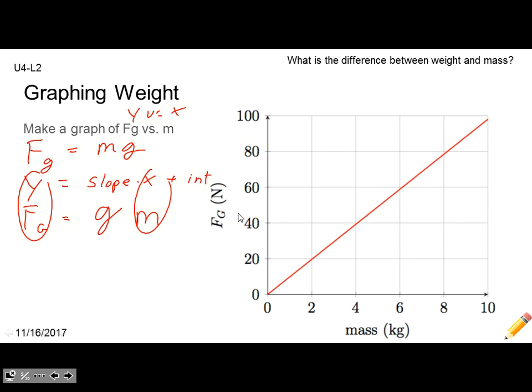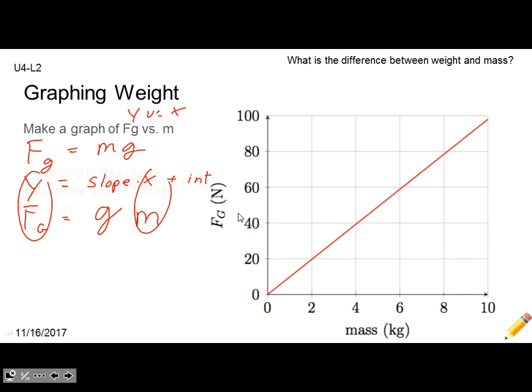That the force of gravitation is 0 when mass is 0. Yeah, that seems like it makes sense, right? If there's no mass, there should be no force of gravity. Okay, so the y-intercept part makes sense.